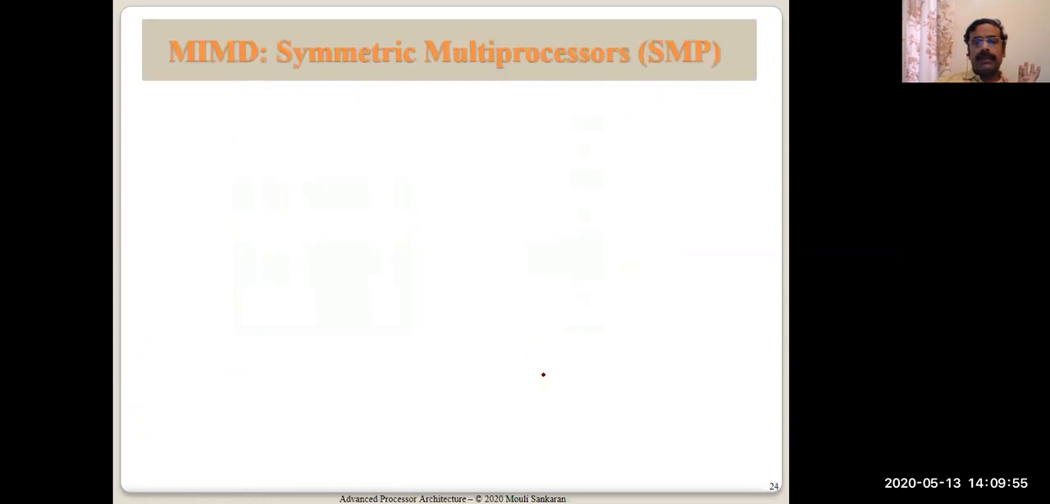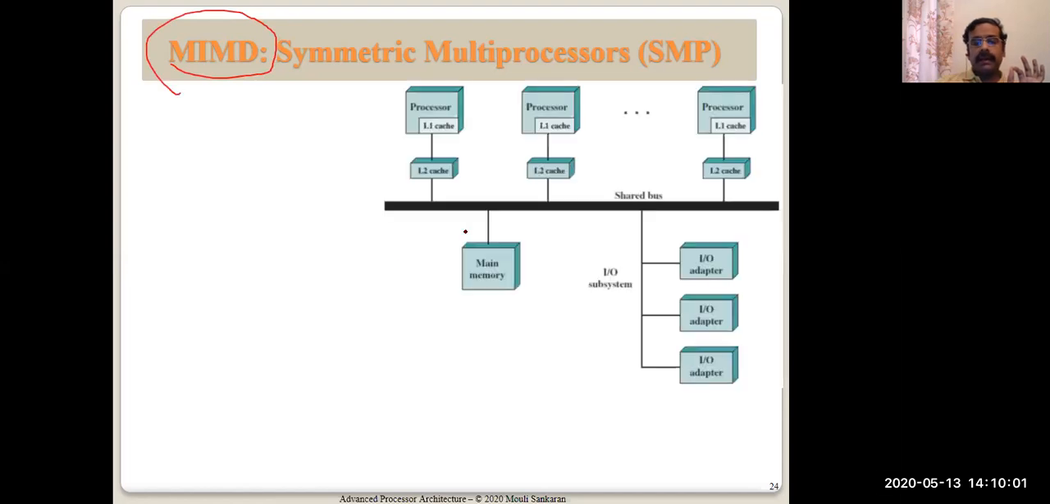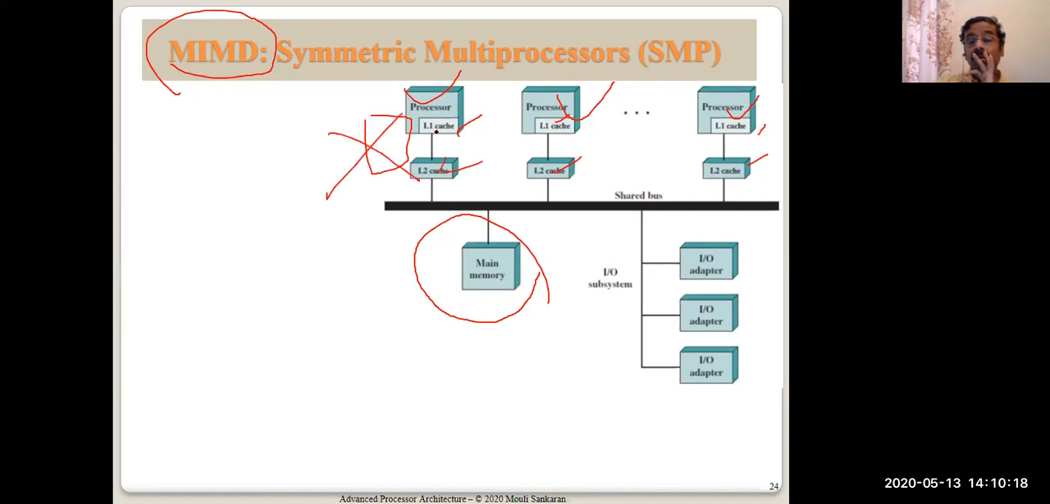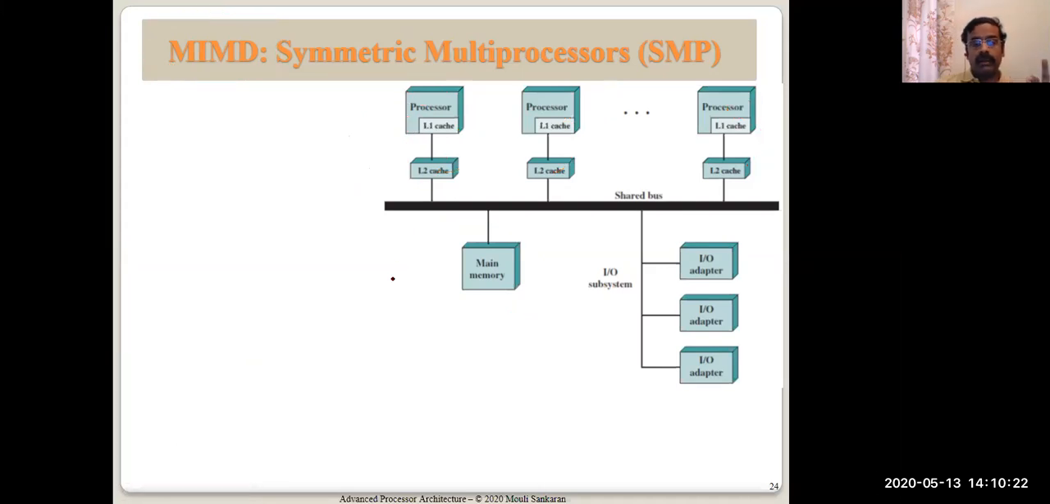Now let me talk about SMP. It falls under MIMD. This is one good example. There is one physical shared memory, and different processors, which, as I told you, have their own caches. There is no local memory. These L1 and L2 caches are not the same as local memory. Remember that they are not local memory; they are local cache memories.